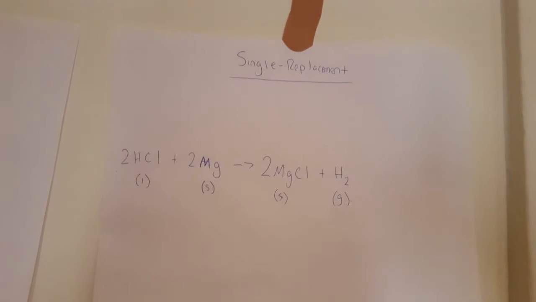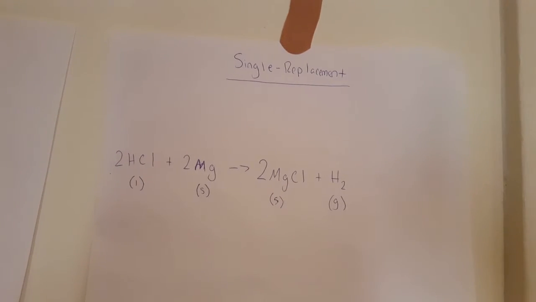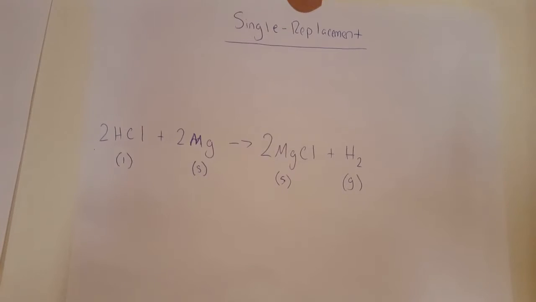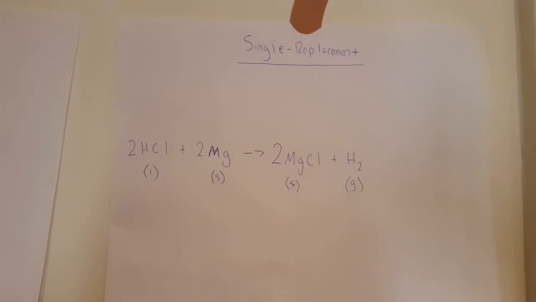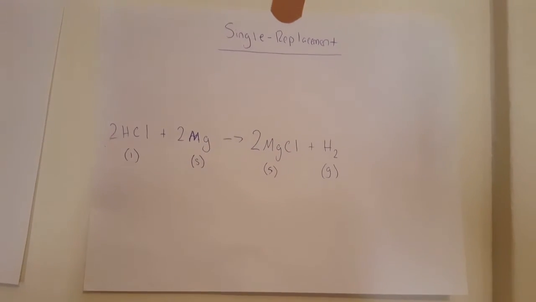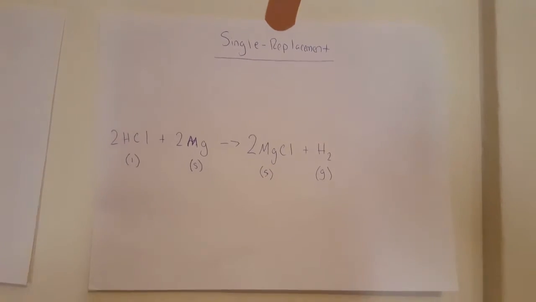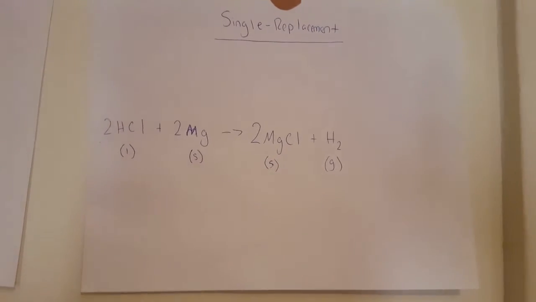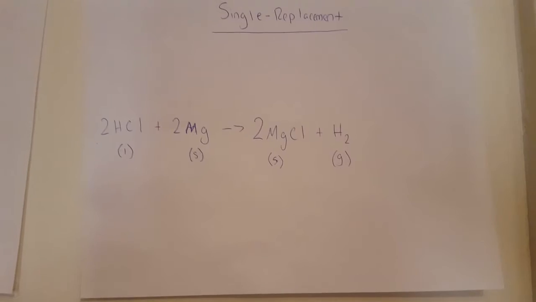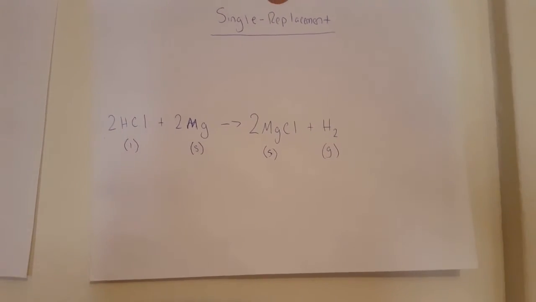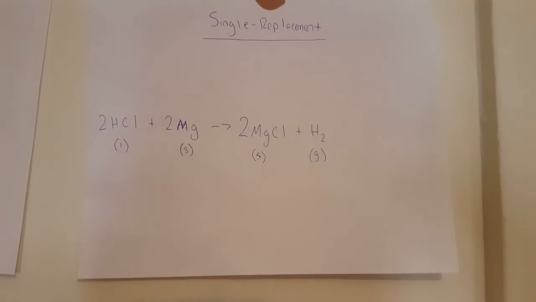The reaction gives you two products. 2MgCl is a solid because it is an ionic compound in its solid form, and the second product, H2, is a gas because it appears in nature in a gaseous state. The unbalanced equation is HCl + Mg, which gets you MgCl + H2.